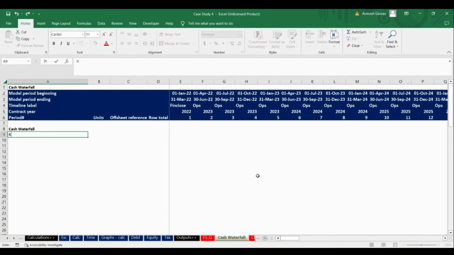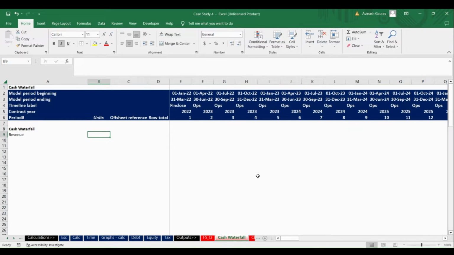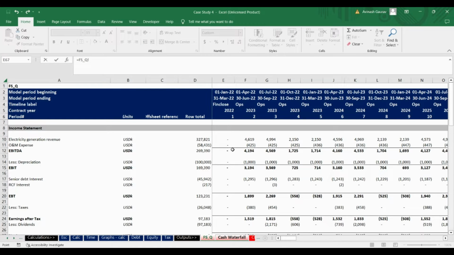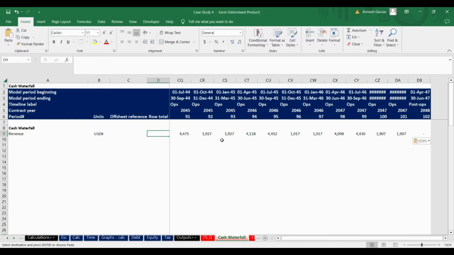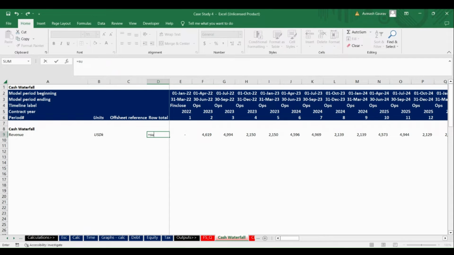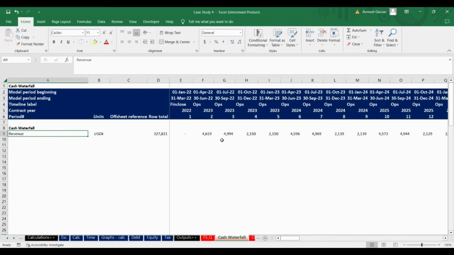So first of all, we will have a revenue line. Our model is in USD thousands, so the units will be USD thousands. And revenue, I can simply link to the revenue which I am generating. In case of a solar model, the revenue I am generating is through electricity generation revenue, right? I can link it to my P&L statement. Now this is my revenue, and my row total will obviously be the sum of these terms. Okay.